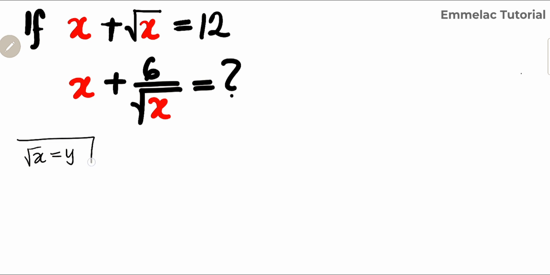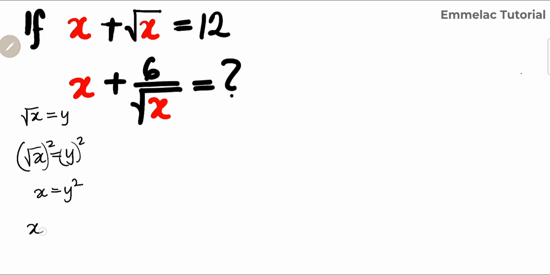Now from here, let me find x. By finding x, it means you have to raise both sides by 2, which implies that x will then be y raised to 2. But remember that we made the square root of x as y. So to this end, x plus the square root of x equals 12, which is the initial question, will then be y squared plus y equals 12.